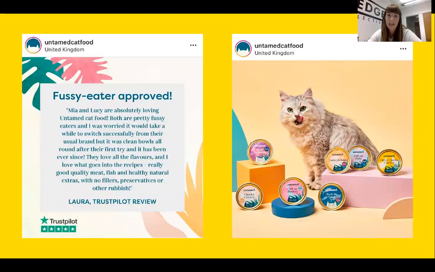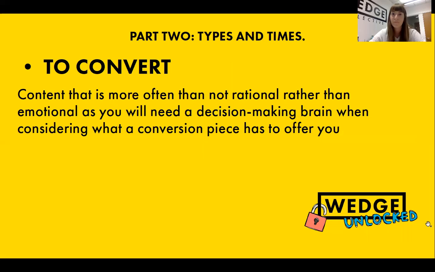We've got Untamed cat food. Here on the left hand side, you'll see a review, a testimonial, and these are a really great way to persuade people, because it's all very well and good someone telling you, oh, this brand is great, but hearing it from other people is even more powerful. And that's why reviews and testimonials are things that brands use a lot to back up their product or their service.